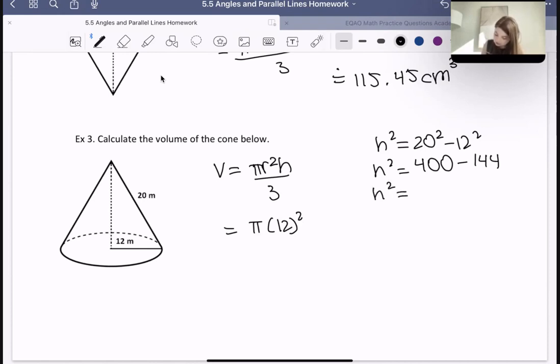So h squared is equal to 256. And if we take the square root of 256, we get 16. So therefore, our height is 16 meters. So now we can continue with our original equation by plugging in our height and continue.